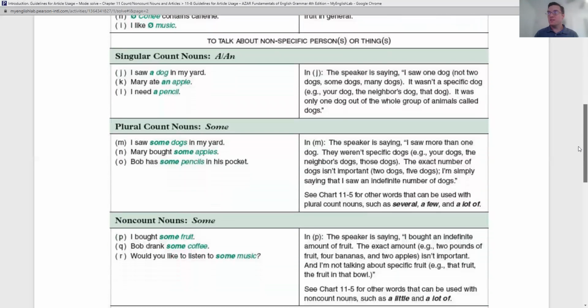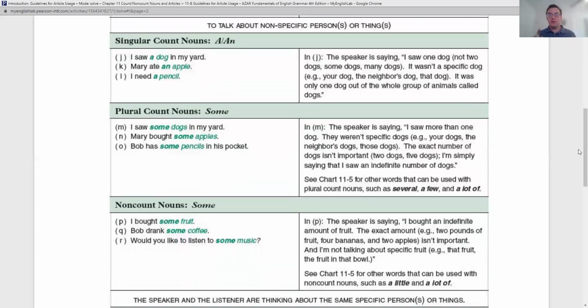Now, if I'm not speaking in general, but I'm speaking about a specific person or place or thing, we're going to need some articles here, okay? If I'm talking non-specifically, it's a particular item, but I'm not specifying anything in particular, like this spoon right here. I'm not talking about this particular spoon.